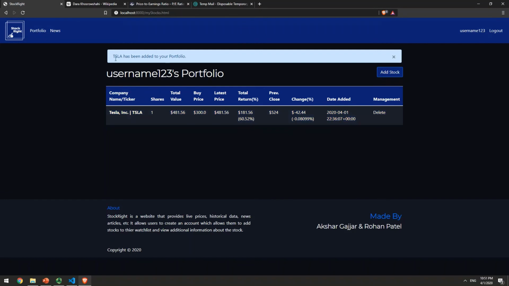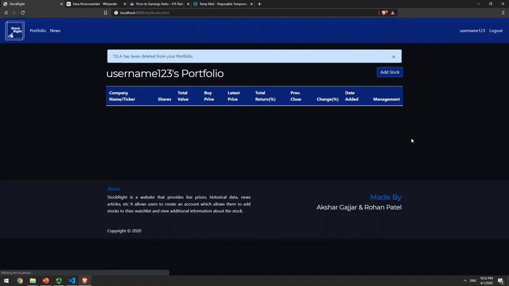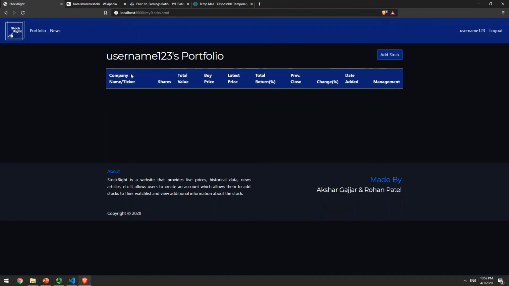Now, up top here, this notifies the user. Essentially, it's an alert notifying the user that you've added a stock to the portfolio. You just close that. Now, to demonstrate the delete, you just click on this button, and boom, stock's been deleted. You can close that too. So that's essentially the functionality behind the portfolio.